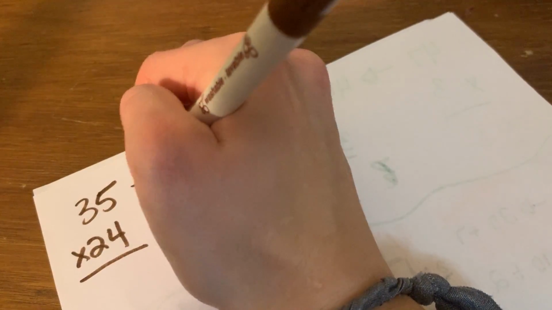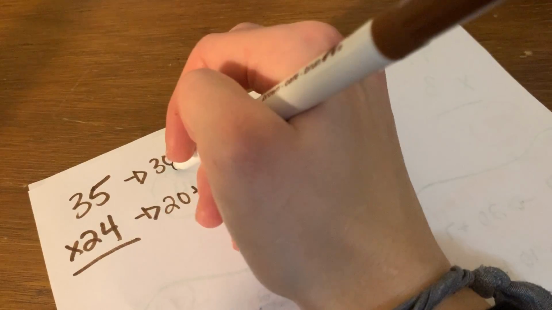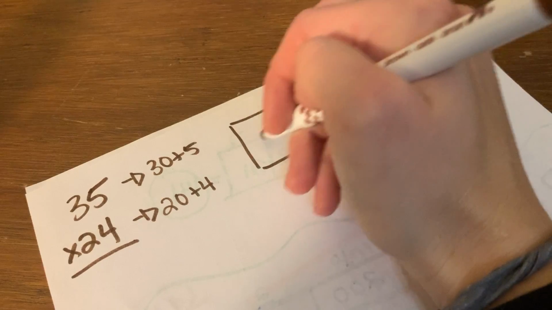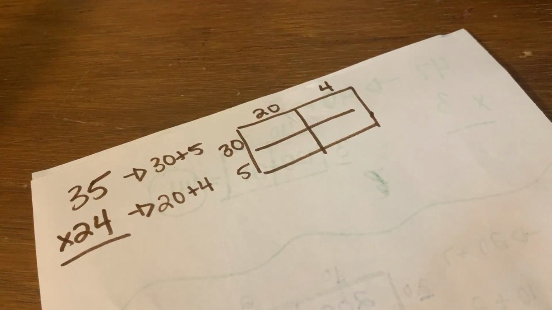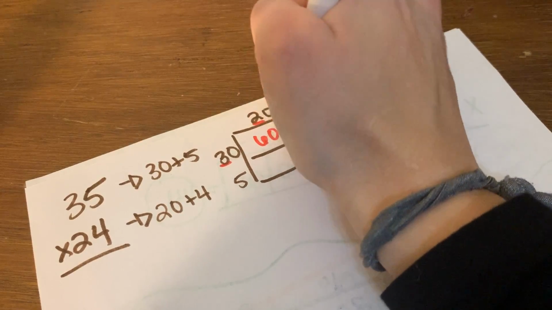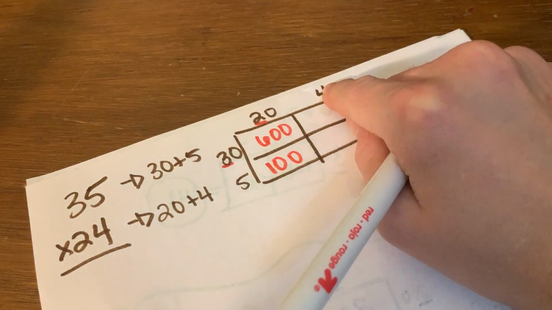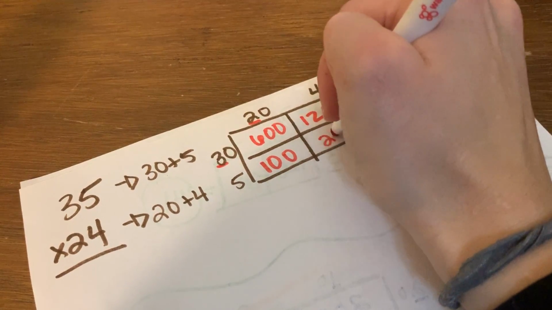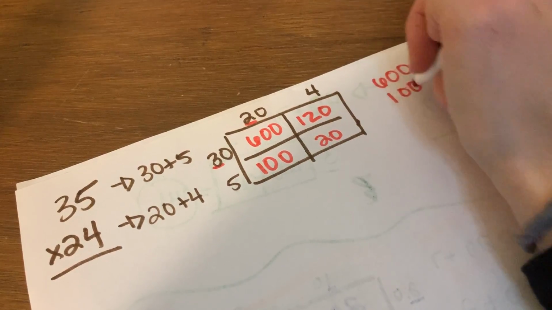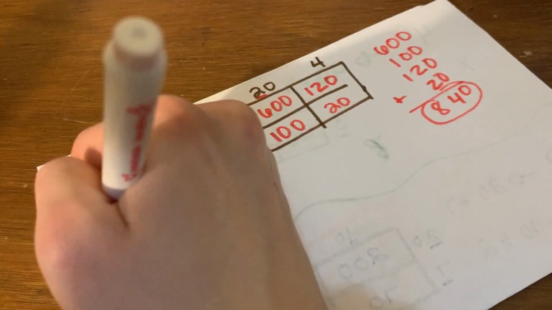All right, so first things first, put both numbers into expanded form. Okay, make my area model. I have 30 and 5 on this side and 20 and 4 here. Next, I'm going to multiply. 3 times 2 gives me 6, tack on 2 zeros. 5 times 20, 5 times 2 is 10, tack on a 0. 30 times 4 gives me 120. 5 times 4 gives me 20. Stacking, stacking, stacking. 0, 4, 8. 840.